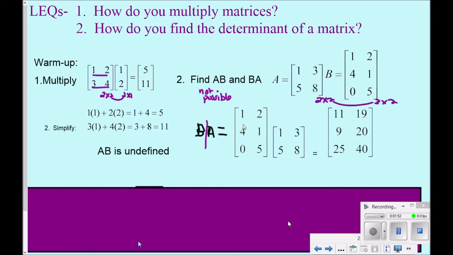So the 1,1 comes from 1 times 1 and 2 times 5 added together is 11. The 1,2 comes from 1 times 3 and 2 times 8 added together. The 2,1 comes from 4 times 1 and 1 times 5 added together. The 2,2 comes from 4 times 3 and 1 times 8 added together. The 3,1 comes from 0 times 1 and 5 times 5 added together. And the 3,2 comes from 0 times 3 and 5 times 8, which is 40. So that is our product. Okay, so that takes care of the warm-up.